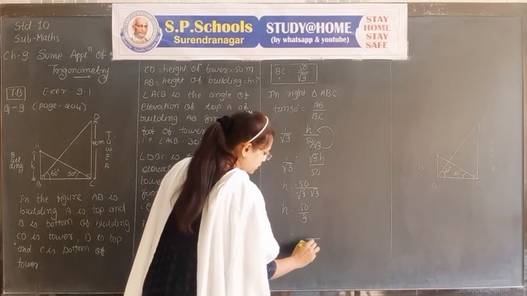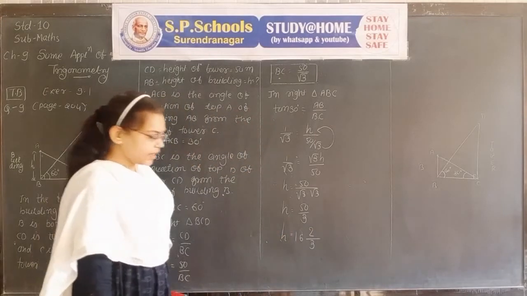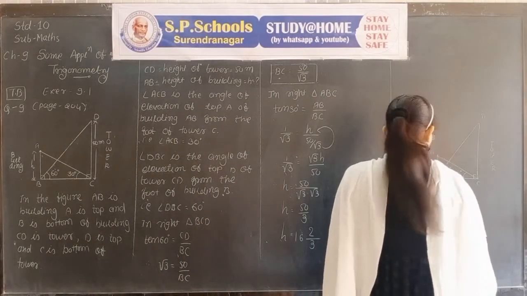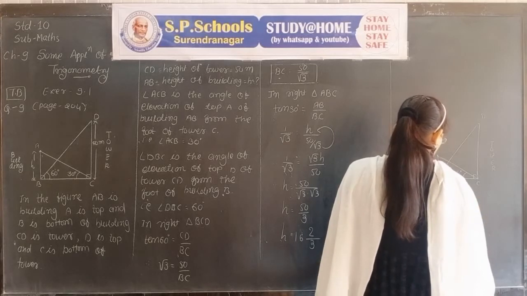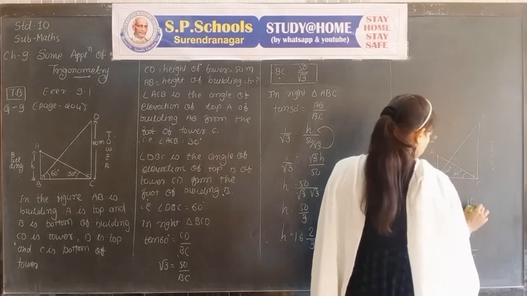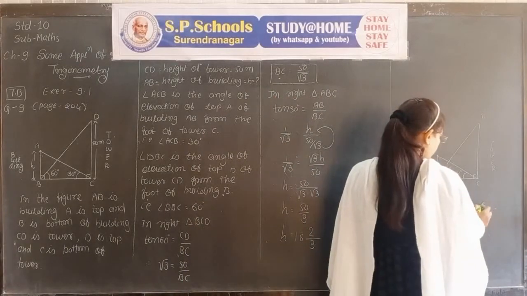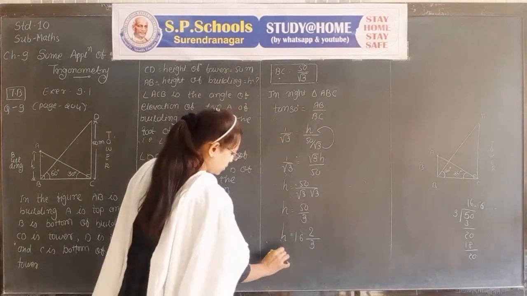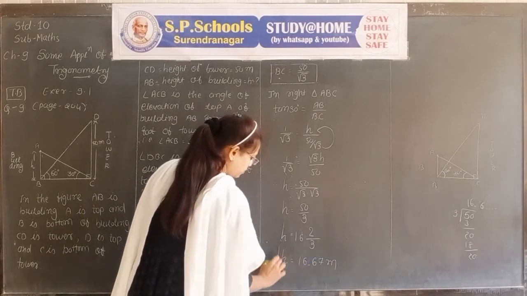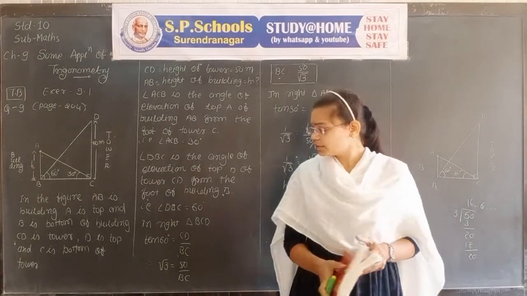50 upon 3 is written as 16 and 2 upon 3 as the answer in our textbook, but in decimal form divide 50 by 3. 3 ones are 3, 2 and 0, 6 twos are 18, 2, 0, then point, 6, 6, 6 up to infinity. So our answer H equals 16.67, the unit is meters. This is the height of the building.